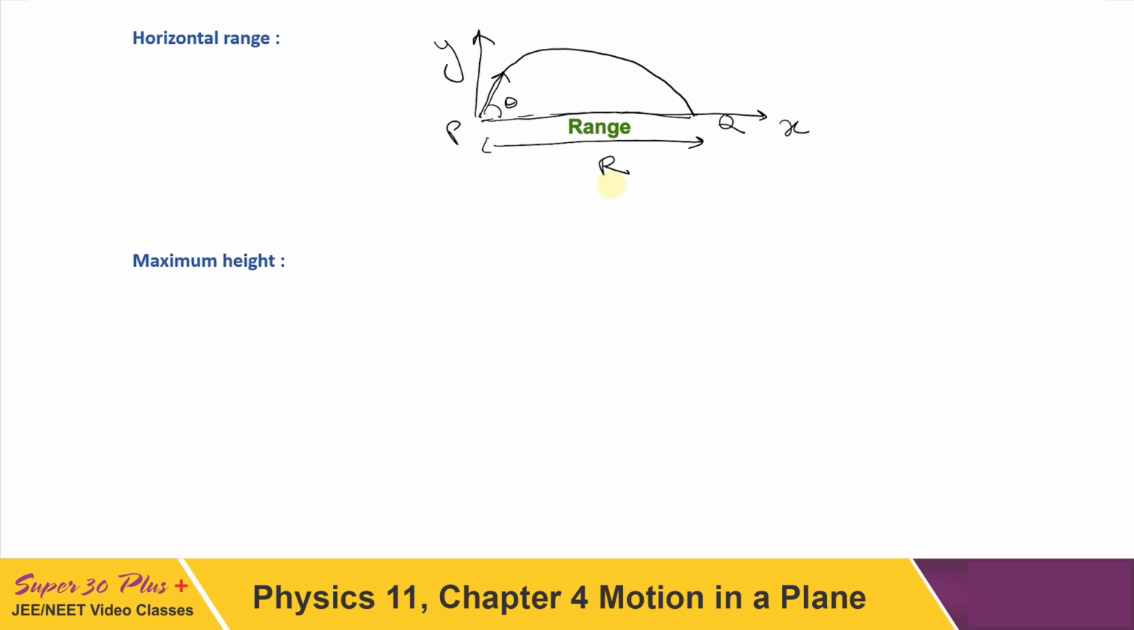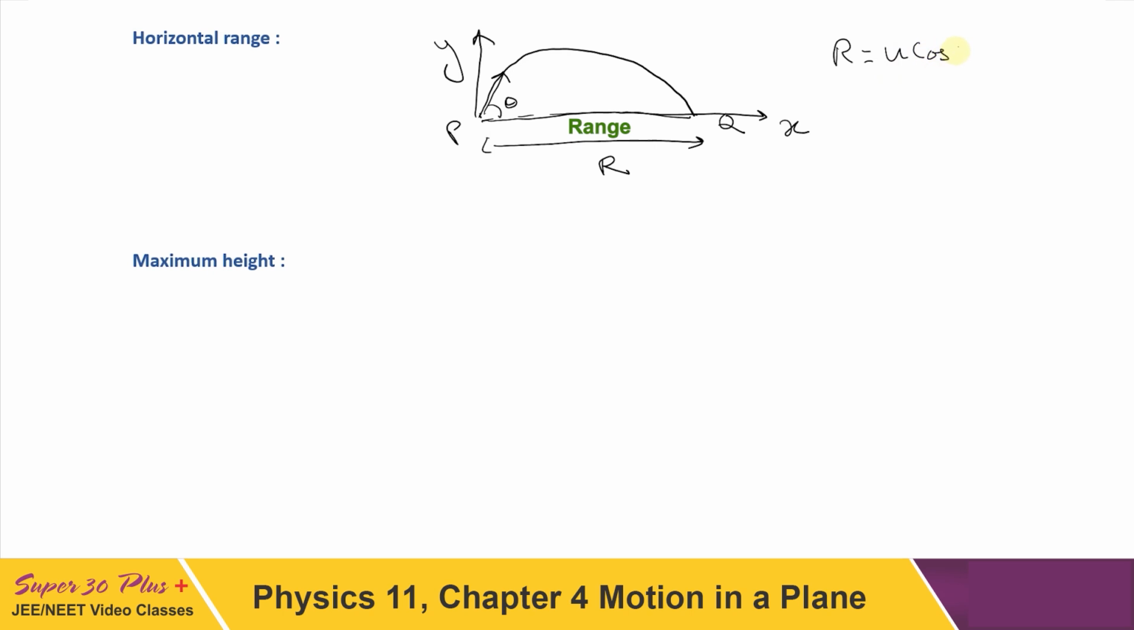Now here, this range we have to calculate. What will be its value? As we know that in x direction motion is uniform, there is no acceleration involved. So if acceleration is not there, the velocity component along the horizontal will remain the same, which is equal to u cos theta.